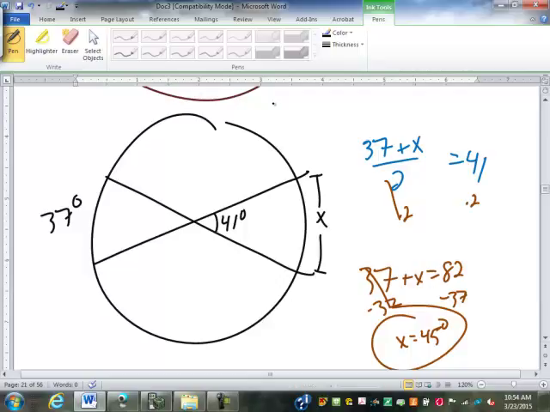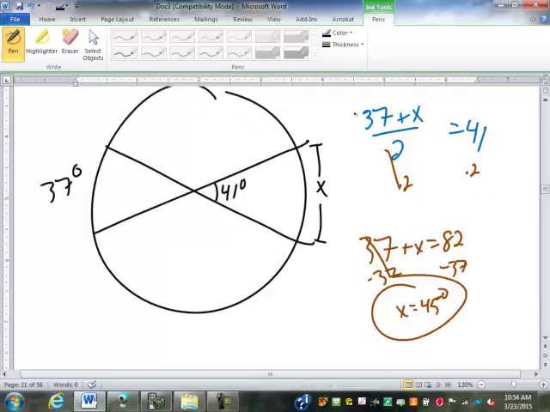They're confused, Colt. You had to multiply by 2 right away. Get rid of it. Yep. So that makes this 82 instead of 41. Then you subtract 37.